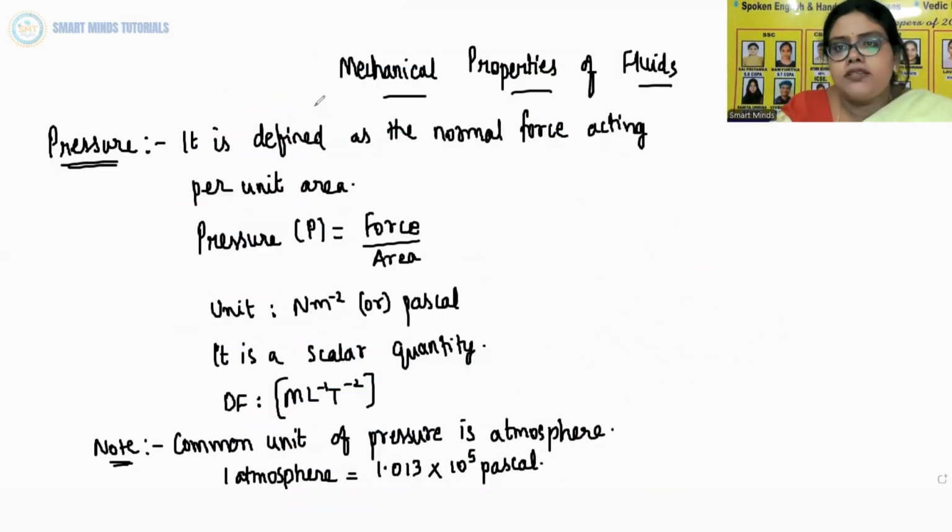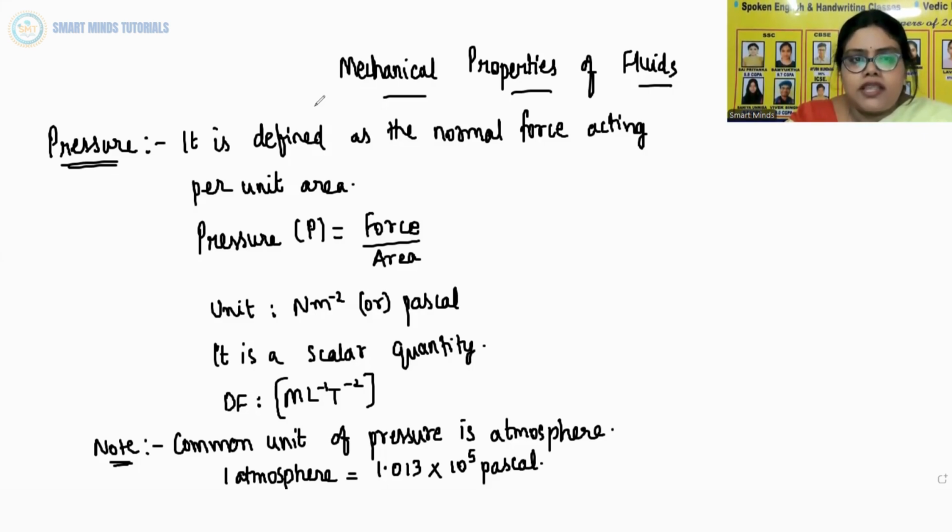So in today's class, let us continue with mechanical properties of solids. First, let us see what we mean by pressure. Pressure is defined as the normal force acting per unit area. The formula for pressure is force by area. Pressure is denoted by capital P, and the unit of pressure is Newton per meter square or Pascal.